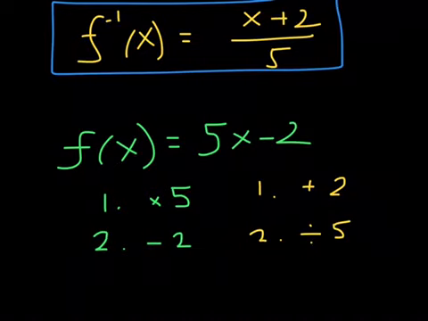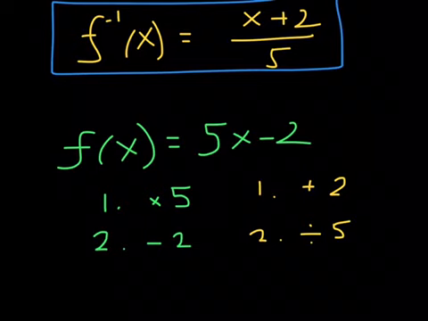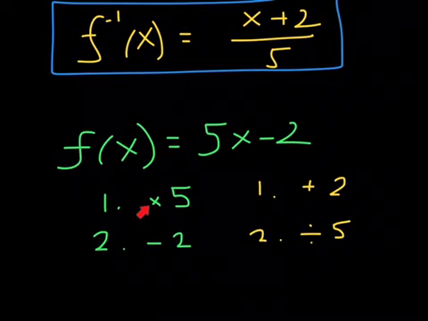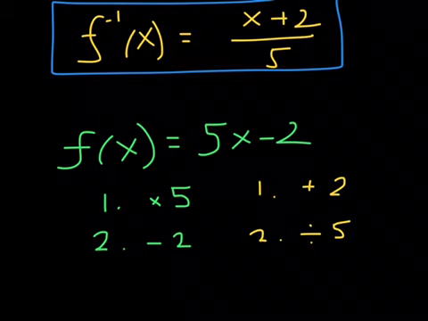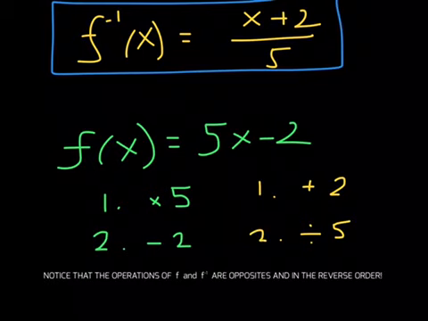Not only are the operations opposite, but they're in the reverse order. So if f will multiply by 5 first, f inverse will do the opposite last, divide by 5. If f will subtract by 2 last, that means the first thing that f inverse will do will be to add by 2. So the operations are opposite and in the reverse order. So that statement here, the operations of f inverse are opposites and in the reverse order, I think would be really great for you to add to your notes.